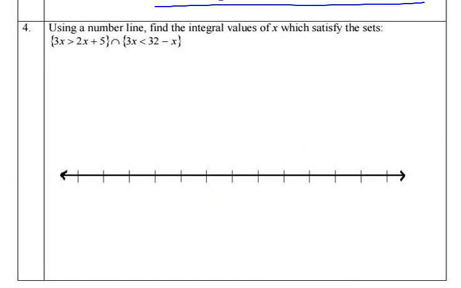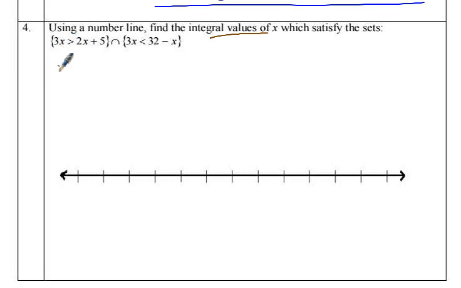Question 4 says, using a number line, find the integral values. Again, we are supposed to get the integral values of x which satisfy the sets. Now we are given two sets. We have a set 3x is greater than 2x plus 5, intersection another set 3x is less than 32 minus x. So we can start by simplifying.